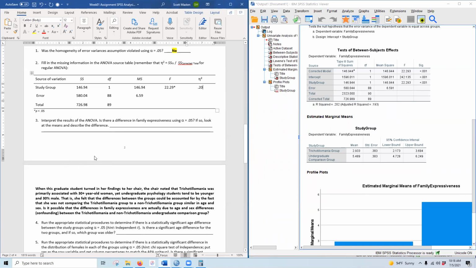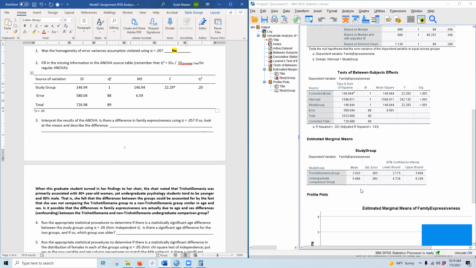So interpret the results of the ANOVA. All right, let's do it. We didn't have to do Tukey because there's only two groups. Is there a difference in family expressiveness using alpha of 0.05? If so, look at the means and describe the differences. This is the what-do-you-tell-grandma thing. So this is what she originally got when she did her dissertation. First of all, yes, there's a significant difference, right? P is less than 0.05.